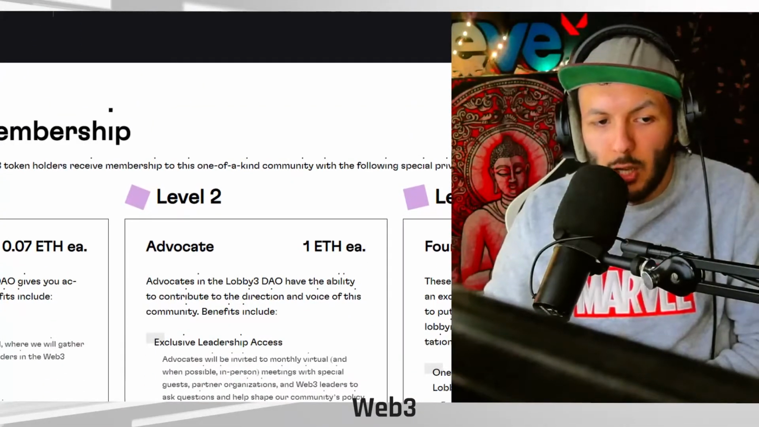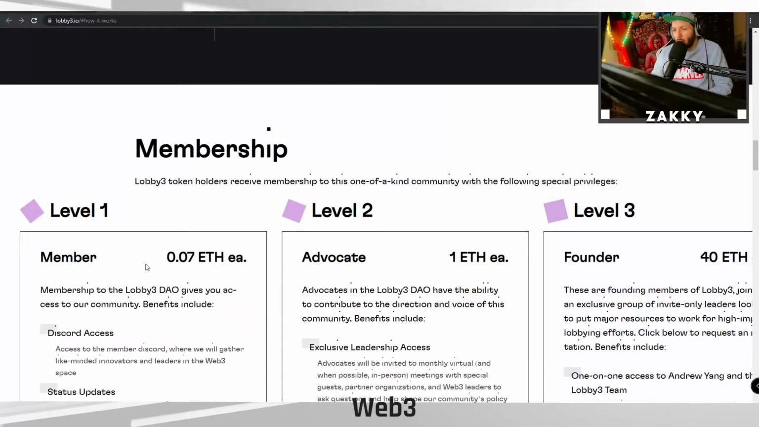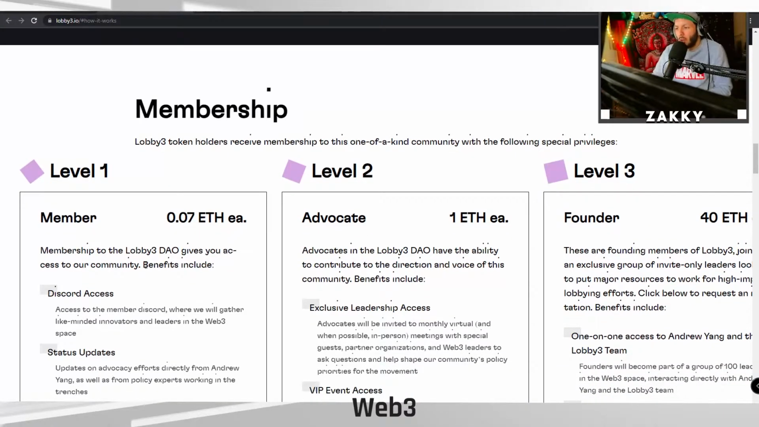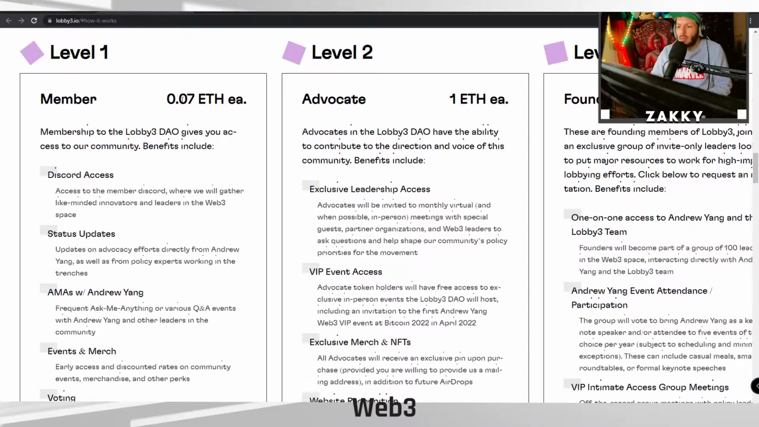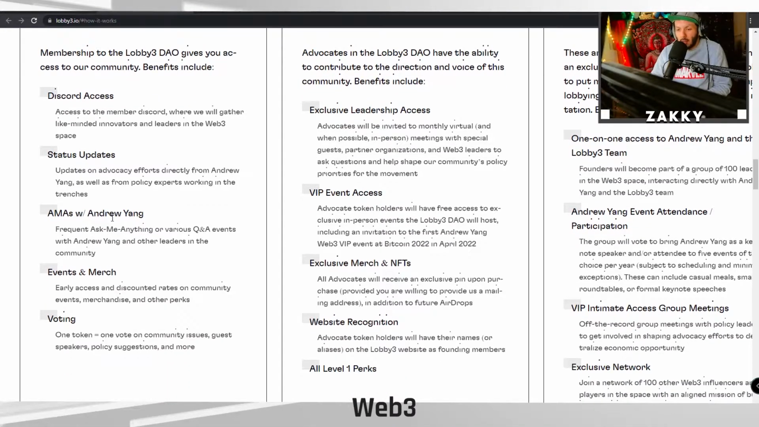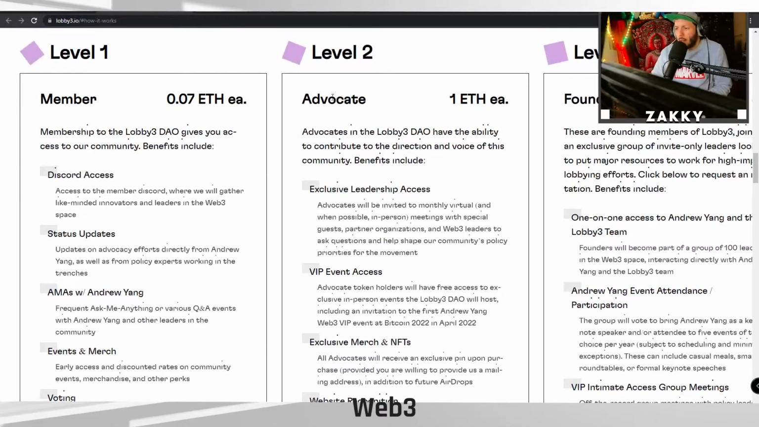Looking at the membership options, Lobby3 token holders receive membership to this one-of-a-kind community with the following special privileges. So here you have, for 0.07 ETH, Discord access, status updates, Ask Me Anythings, events, and merchandise. And you can also vote on, I assume, the DAO. Then you have Advocate, which is 1 ETH, and advocates in the Lobby3 DAO have the ability to contribute, including exclusive leadership access. So let's actually have a look at what that means.